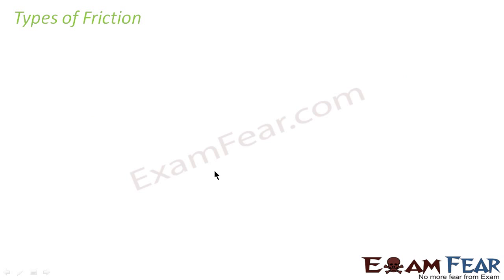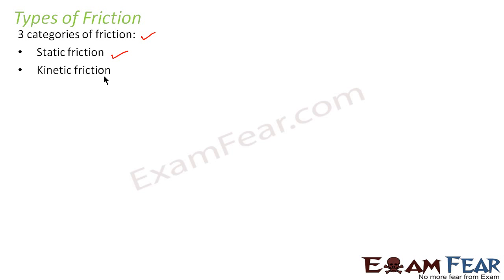Now we will see the various types of friction. There are three categories in which friction is classified: static friction, kinetic friction, and rolling friction. We will discuss each of the types in detail one by one. So first we'll start with static friction.